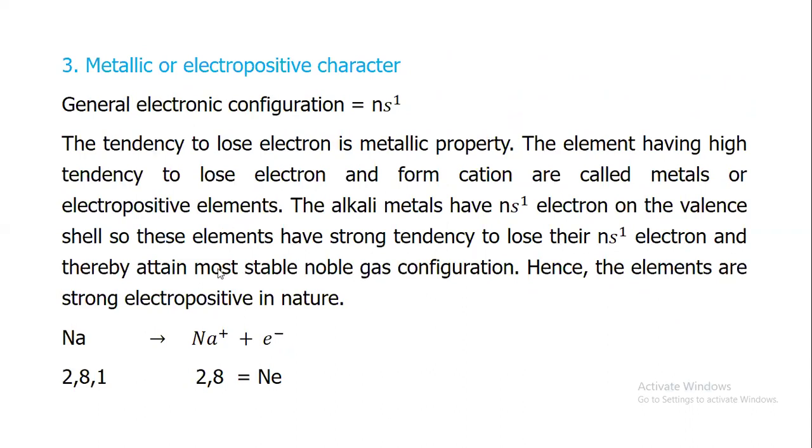Metallic or electropositive character, general electronic configuration ns1. The tendency to lose electrons is a metallic property. The elements having a high tendency to lose electrons and form cations are called metals or electropositive elements. The alkali metals have an ns1 electron in the valence shell, so these elements have a strong tendency to lose their ns1 electron and thereby attain the most stable noble gas configuration. Hence, the elements are strongly electropositive in nature.